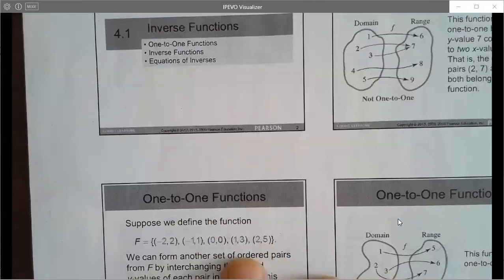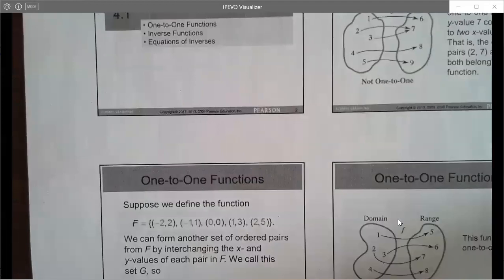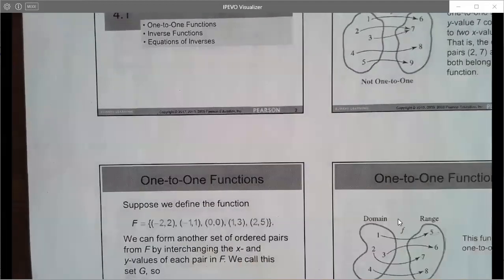So by taking this set of ordered pairs, we can create an inverse to that. So I'm going to go ahead and write this.